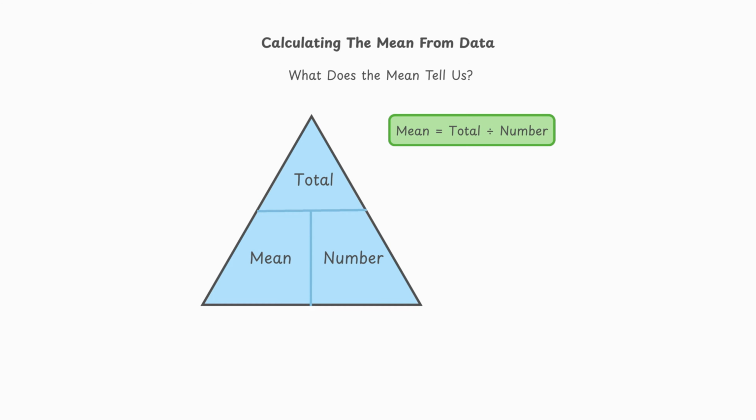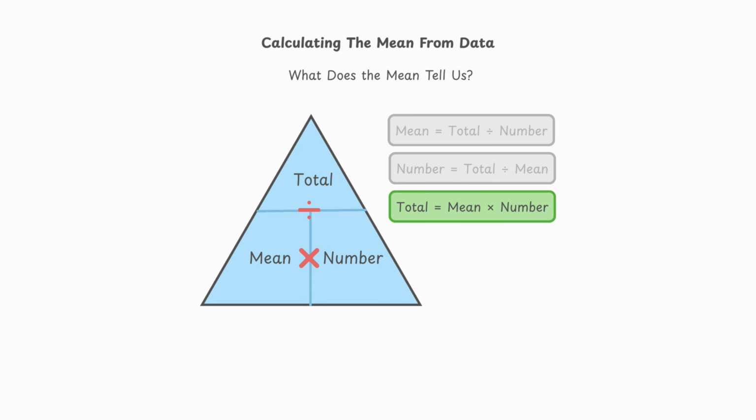Now here's the key idea. If you know any two of these, you can always find the third. So sometimes, instead of dividing, we flip the formula. Total equals mean multiplied by number.